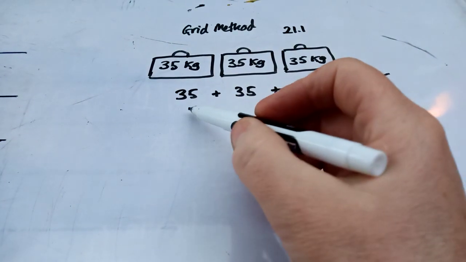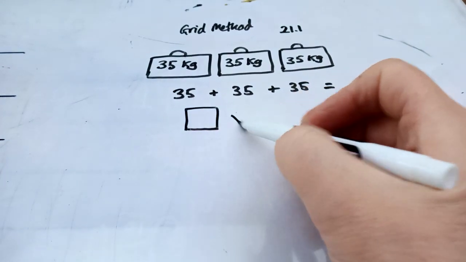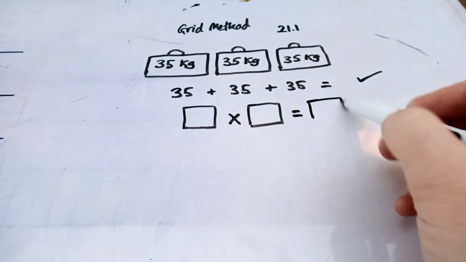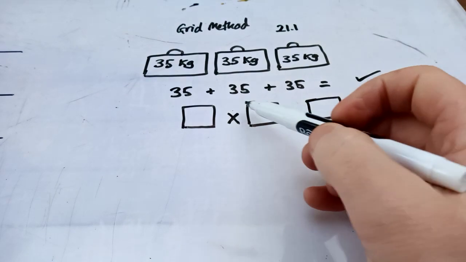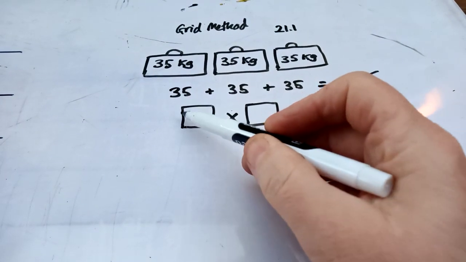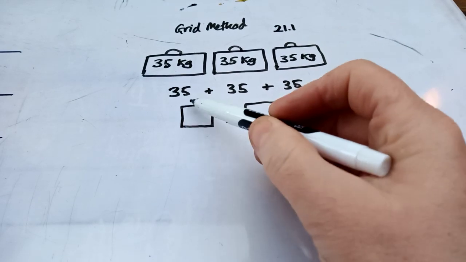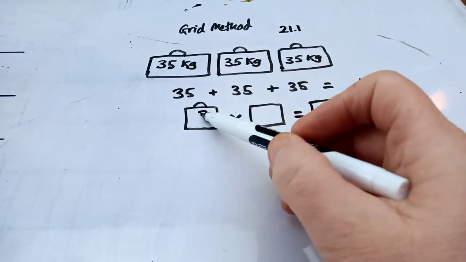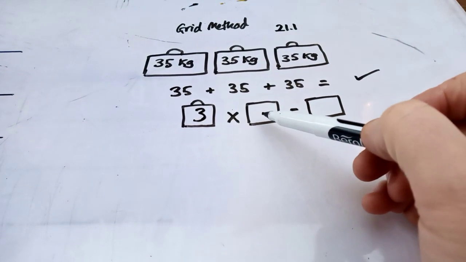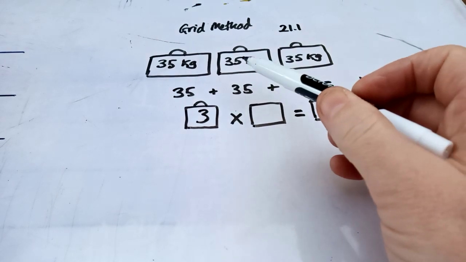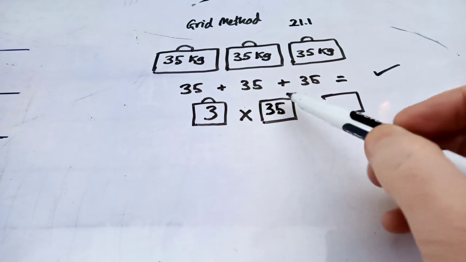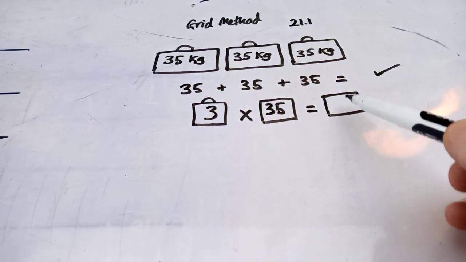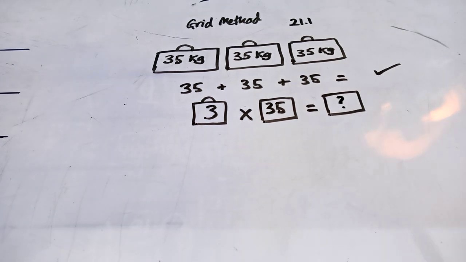Let's see. Well, firstly, we know that with multiplication calculations, we need a number at the beginning, a number there, and a number there. So this box here says how many groups can you see? How many bags can you see? I can see 3 bags. And what's in each bag? 35. So my calculation will be 3 times 35. And the product, the answer, at the moment, I don't know. Okay, so well done for working out the calculation.